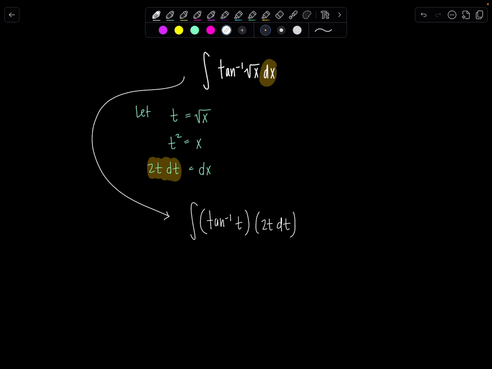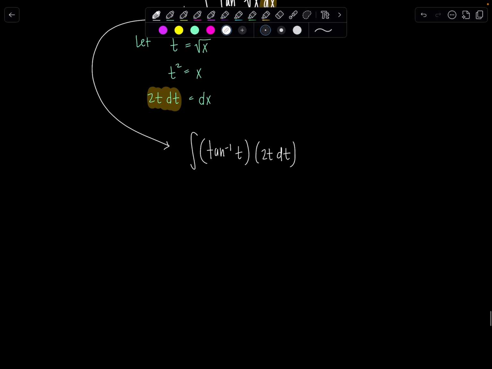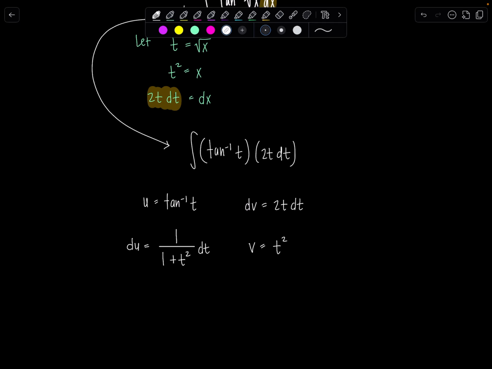Okay, so now it's time to use by parts. And I'm going to set it up. Remember, u is going to be your inverse trig function when you do by parts. And then dv will be 2t dt. And I'm leaving the 2 with it because I can see into the future. Can you? So the derivative of tan inverse of t would be 1 over 1 plus t squared dt. And v, the antiderivative of 2t, is t squared.